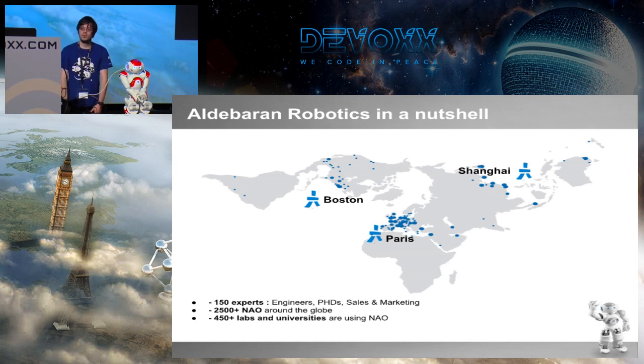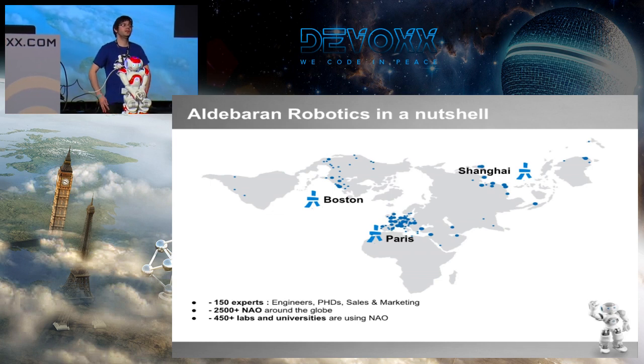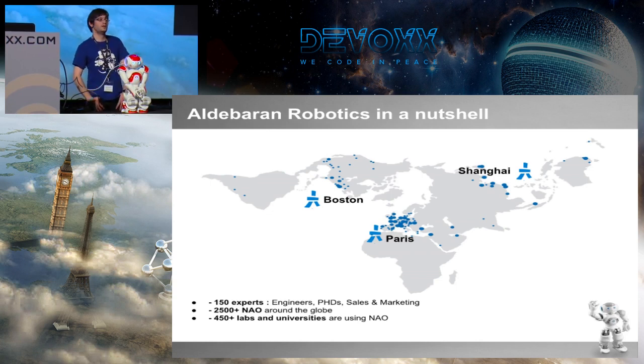We've got 150 experts, more than 250 NAOs around the globe, and more than 500 universities are using NAOs. They are doing lots of different stuff with the robot. Universities use it for robotics, obviously, to teach robotics or to do research. We also have some universities using it for very different subjects. For instance, a university in Notre Dame in the United States is using the robot to help autistic children, because they discovered that when autistic children communicate with a robot, it's easier for them, and it just helps people treating the child.